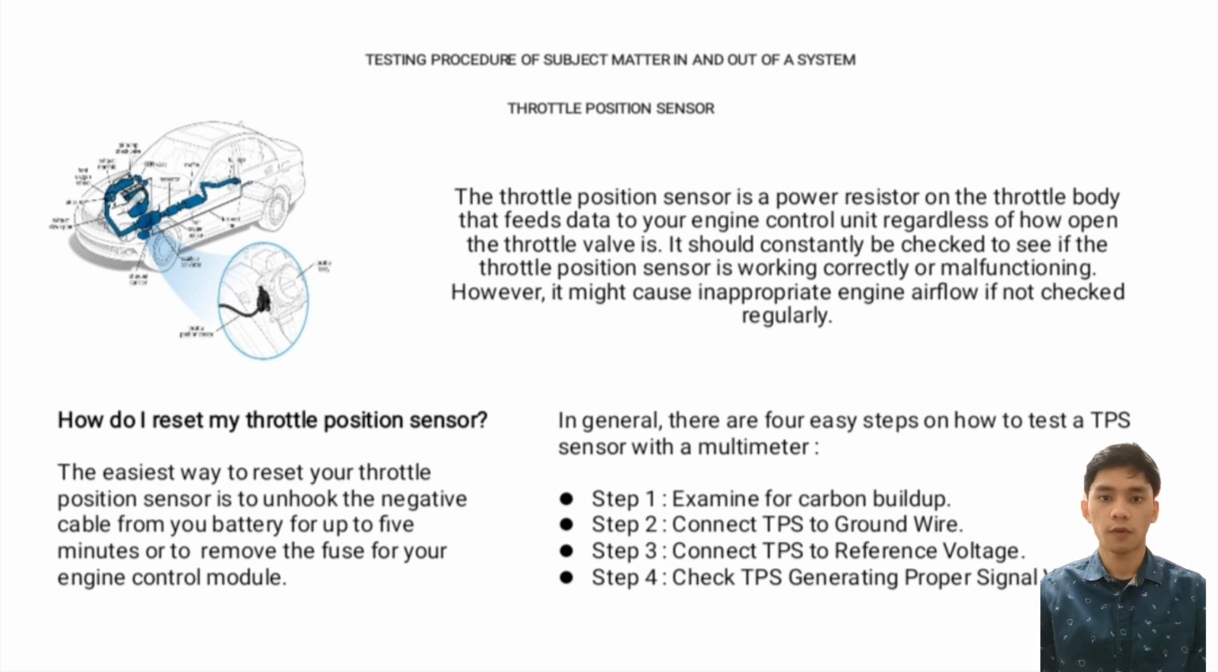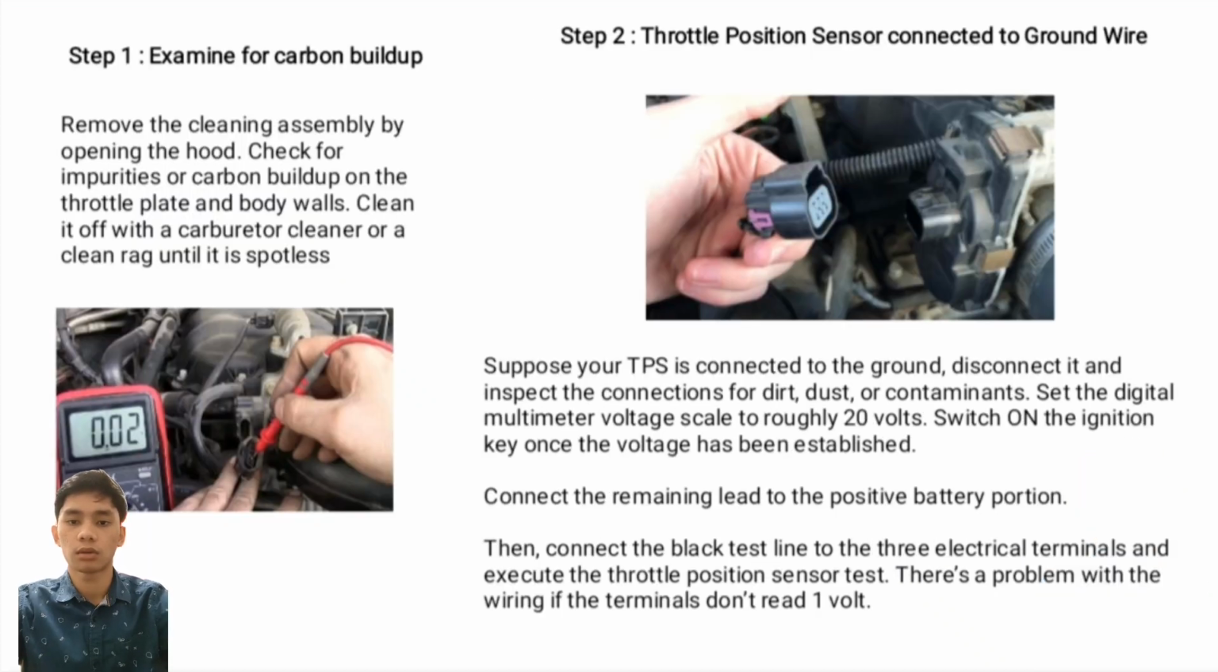In general, there are 4 easy steps on how to test a TPS sensor with a multimeter. Step 1 is examine for carbon build-up. Step 2, connect TPS to ground wire. Step 3, connect TPS to reference voltage. And step 4 is check TPS generating proper signal voltage. Now I want to explain a little bit about the steps.